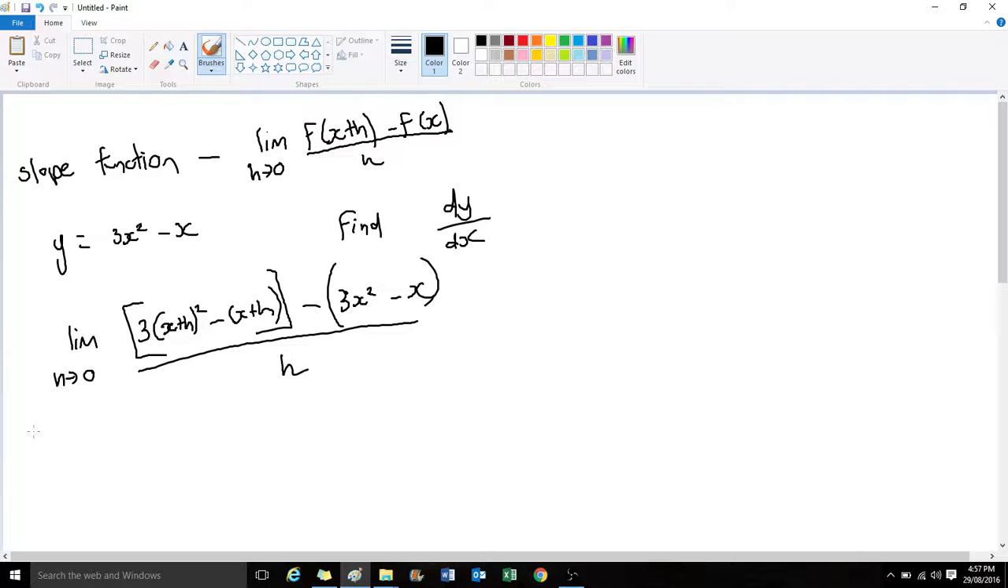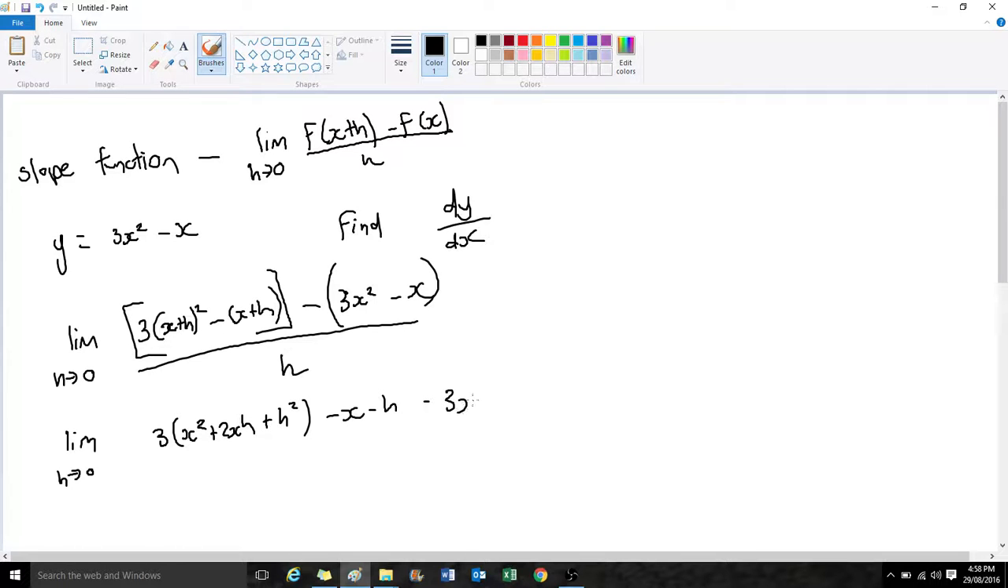So let's expand and factorize. So we've got our limit as h approaches 0. Now I'm going to leave this 3 out the front and we're going to expand this. We've got x squared plus 2xh plus h squared. Okay, that is take away x, take away h. Alright, that minus is applying to everything inside the brackets. And then we're going to expand this. We're going to have take away 3x squared plus x. Okay, and all this is on h.